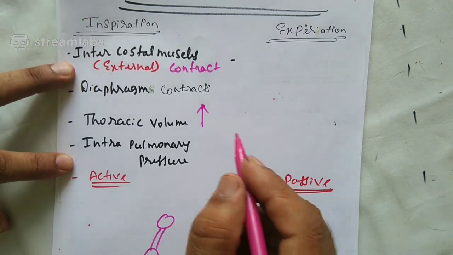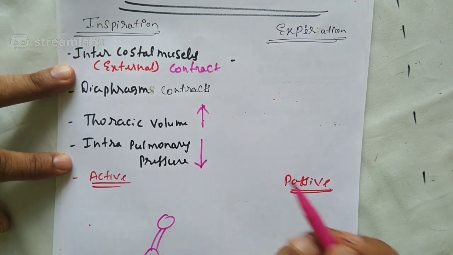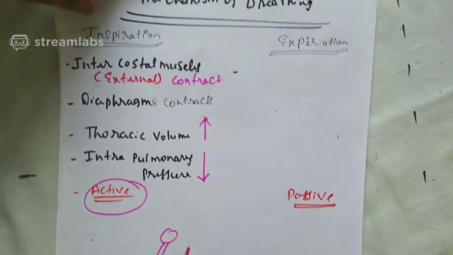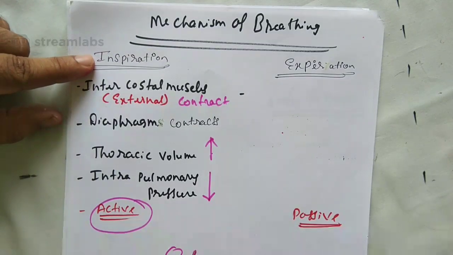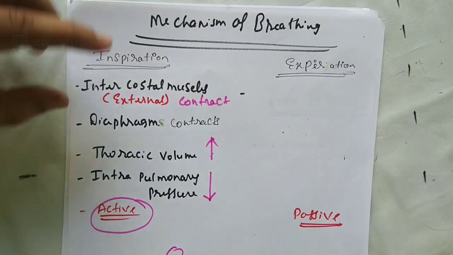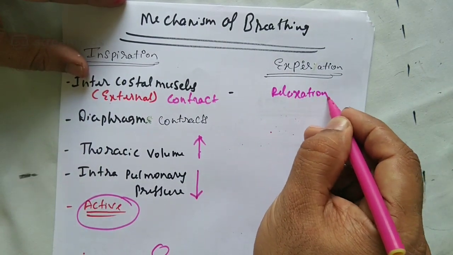When thoracic volume increases, intrapulmonary pressure decreases. They are inversely proportional. So during that time, an active process occurs called inspiration. Please remember, contraction, thoracic volume increases. That means relaxation of what?